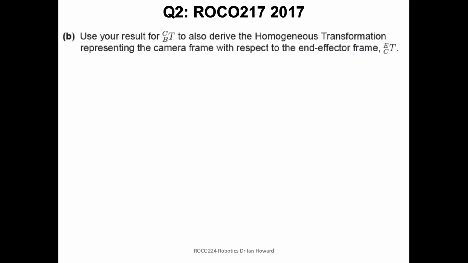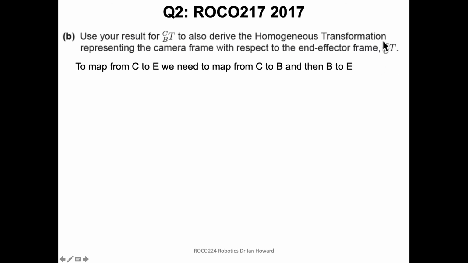basically camera frame with respect to end effector frame. So in other words, we've got to calculate the homogeneous transformation which maps from C to E. Now, to map from C to E, we need to map from C to B and then B to E, right? So we've already got B to C, but we haven't got C to B, right? But we'll get there in a second. But we're basically breaking up as going via B. So we're going to go C to B and then B to E. And we can multiply those two homogeneous transformations together to get the one that we want.